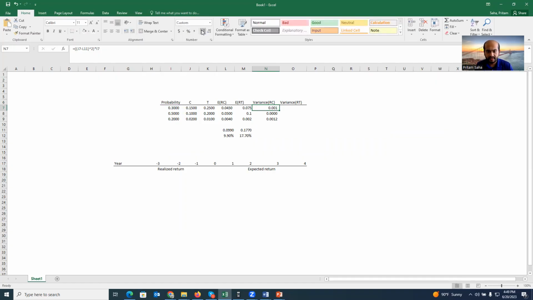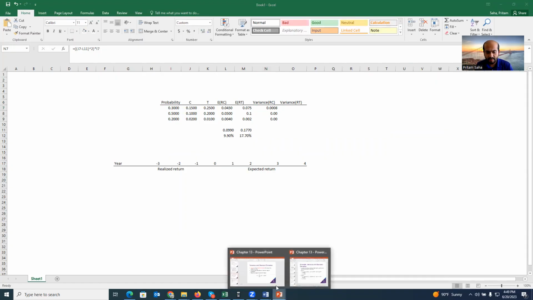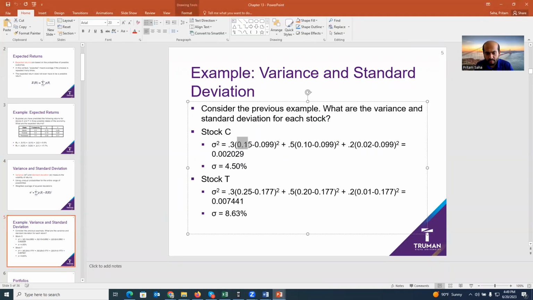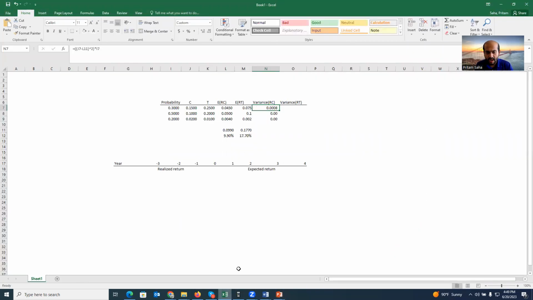And make it 4-digit. I'm giving you the calculation here. So you take return 0.15 minus expected return, square the term, times probability, okay? And 3 different states of the economy. So now I'm summing it, okay? This is the variance.